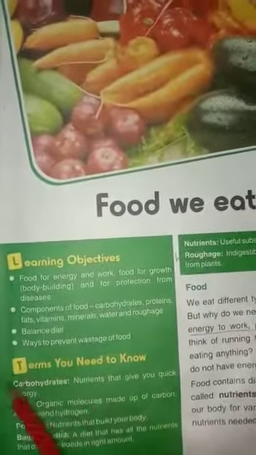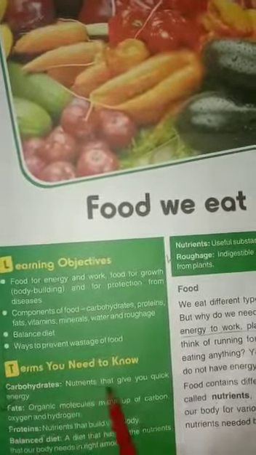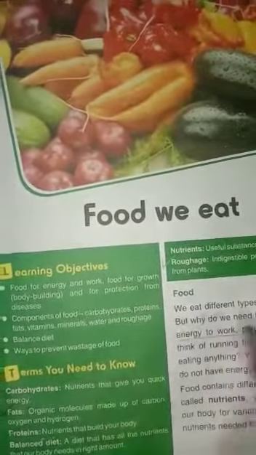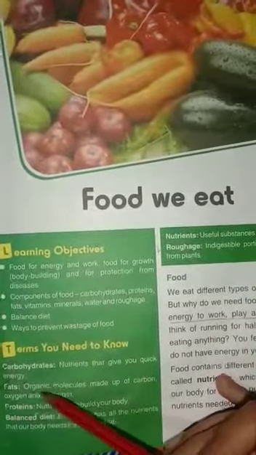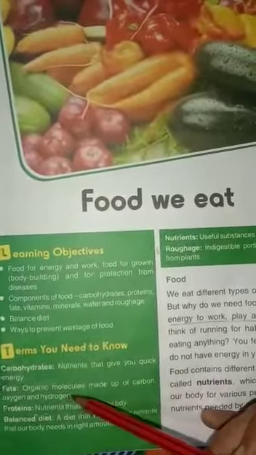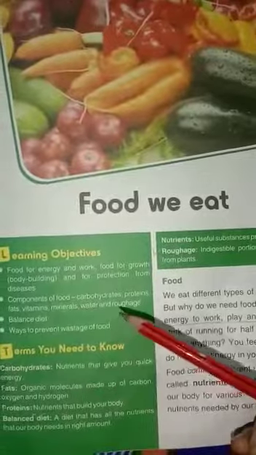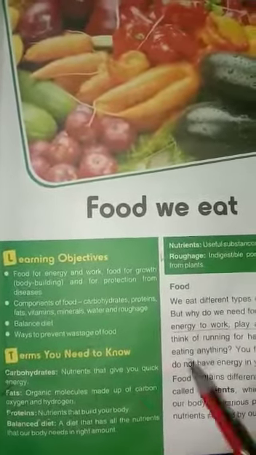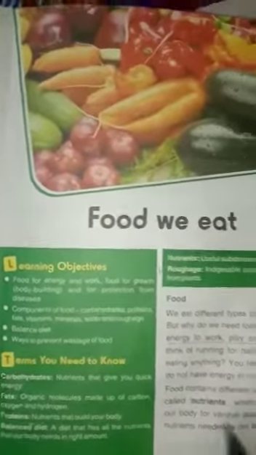Carbohydrates. What are carbohydrates? Nutrients that give you quick energy, and they are also called energy giving food. For example, bread, rice, wheat. Okay. Now fats. Organic molecules made up of carbon, oxygen and hydrogen. What are the rich sources of fats? Oil, butter, ghee. Okay, we should not eat a large amount of these foods. Extra fat is not good for our health.